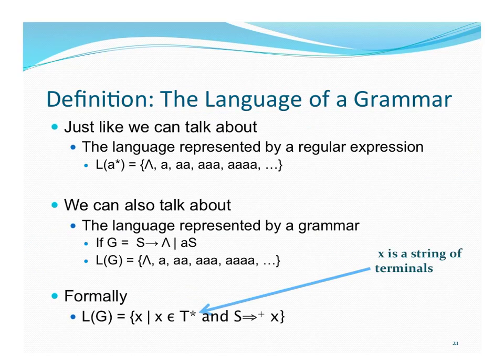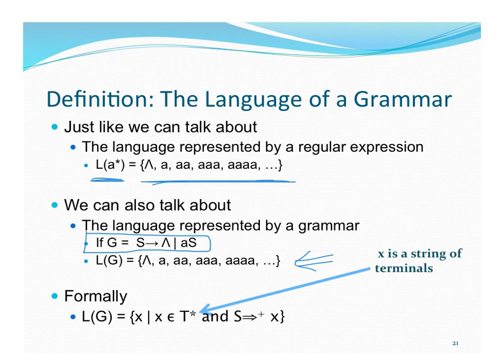So, of course, we've talked about the language, remember, a language is a set of strings, right? The language represented by a regular expression. So, for example, we've talked about the language of A star being this set, because there's our set of strings. We can also, of course, talk about the language represented by a grammar. So if we have this particular set of production rules, that also produces the same language, the language of all strings that are made up of 0 or more A's.